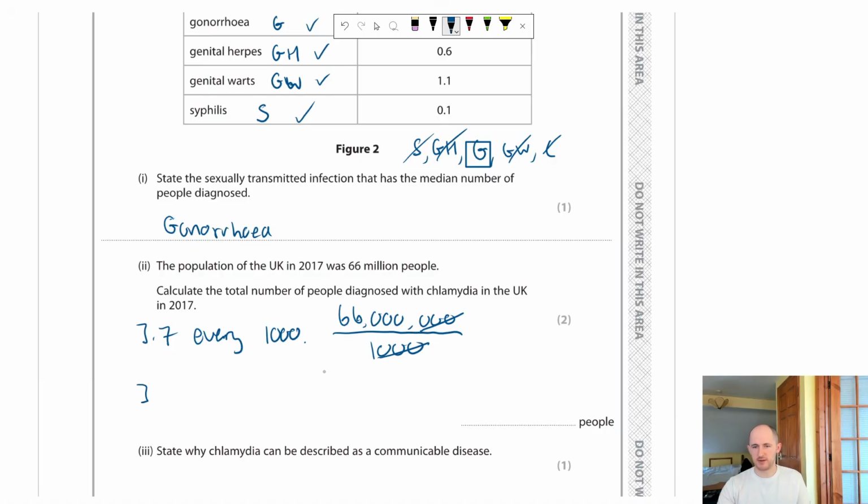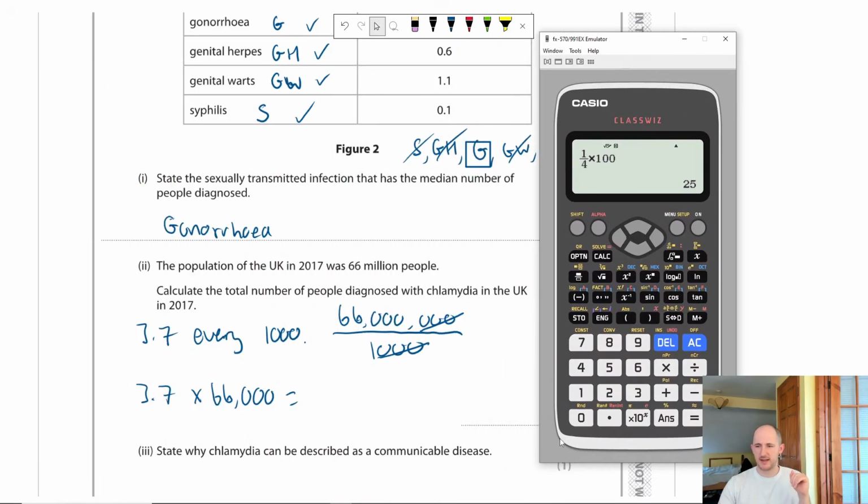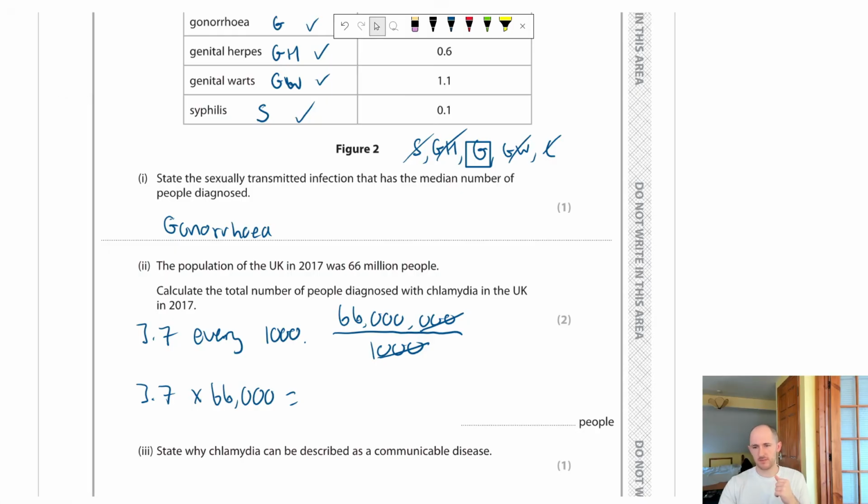So we're going to do 3.7 multiplied by 66,000. It's pretty handy, right? And that will give us our answer. Could I do that in my head? Maybe, but I don't want to be arrogant, you know. I'm going to use a calculator. 244,200.